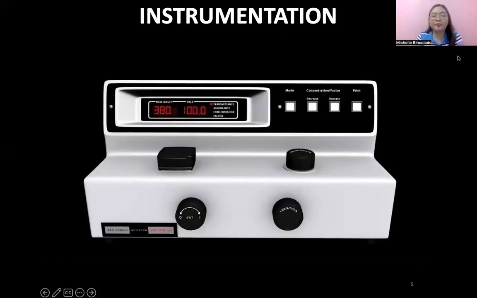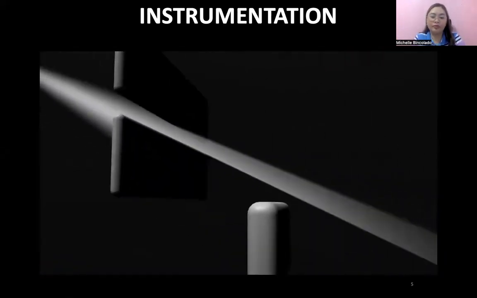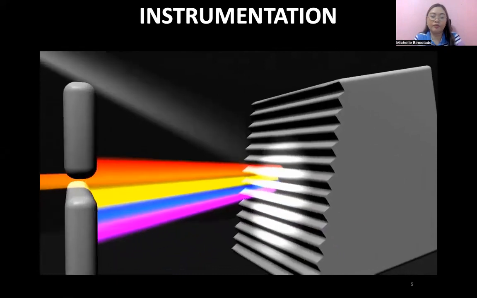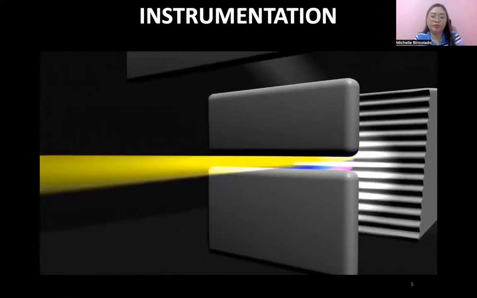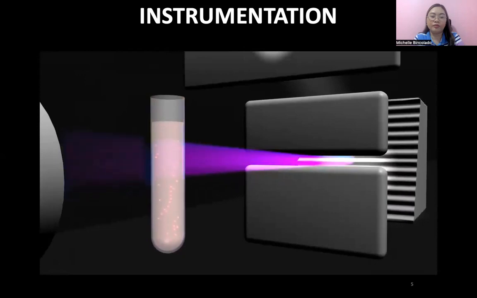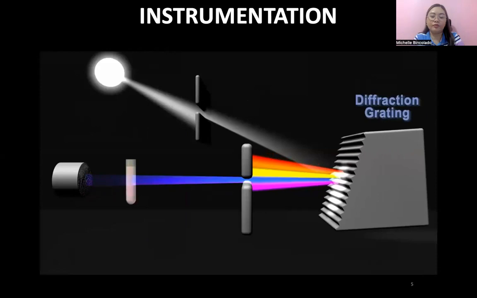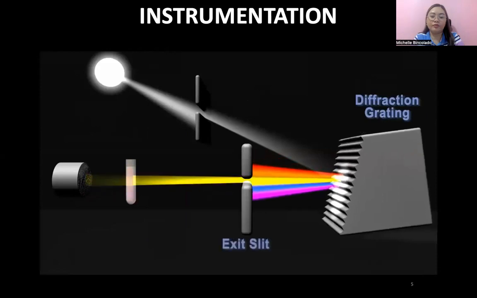So let's watch this video clip, guys. Here's how a spectrophotometer works. A lamp provides the source of light. The beam of light strikes the diffraction grating, which works like a prism and separates the light into its component wavelengths. The grating is rotated so that only a specific wavelength of light reaches the exit slit.